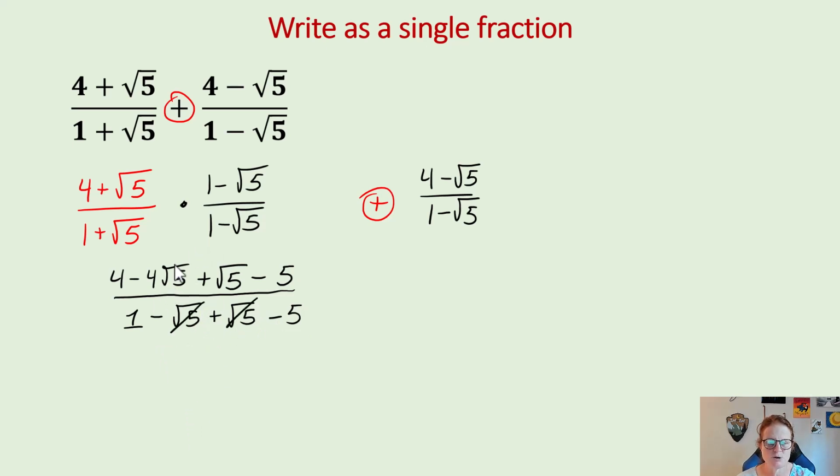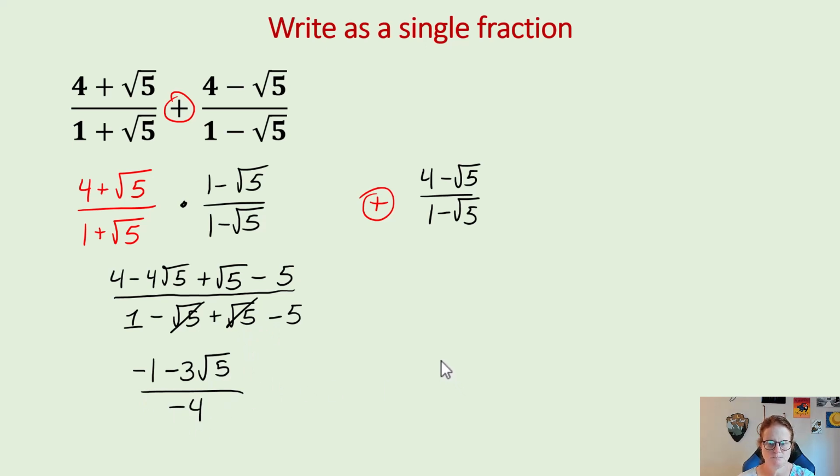Combining my like terms, I get 4 square root of 5 and the positive square root of 5. So 4 minus 5 is negative 1. Negative 4 plus 1, there's a 1 here. Okay, remember there's a 1. So that's going to give me minus 3 square root of 5 over negative 4.